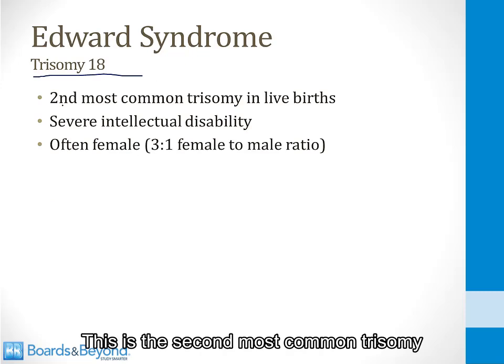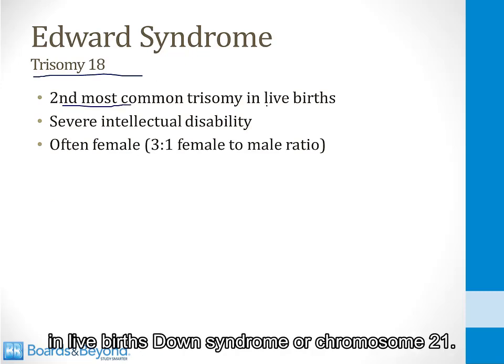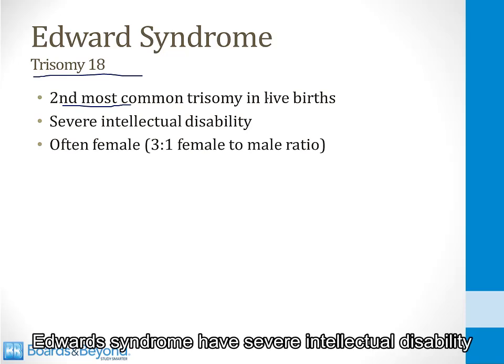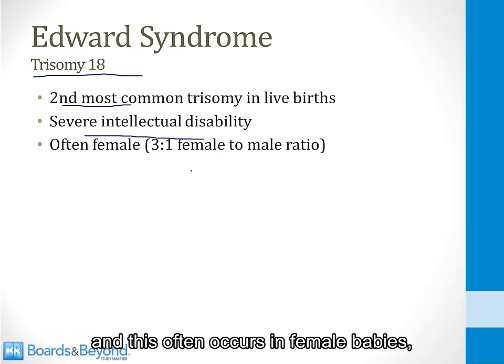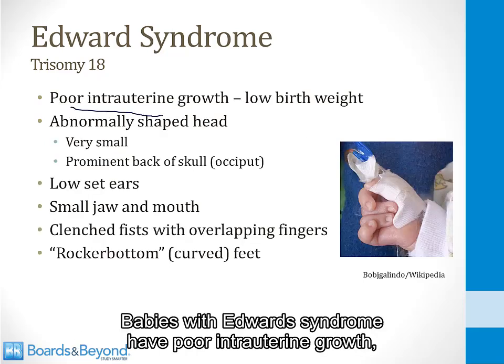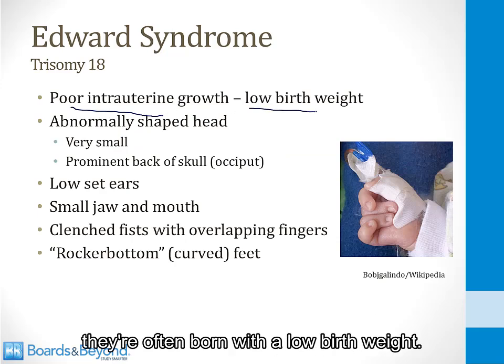This is the second most common trisomy in live births. Down syndrome or chromosome 21 trisomy is the most common. Children born with Edwards syndrome have severe intellectual disability, and this often occurs in female babies. There's a 3-to-1 female to male ratio. Babies with Edwards syndrome have poor intrauterine growth. They are often born with a low birth weight.